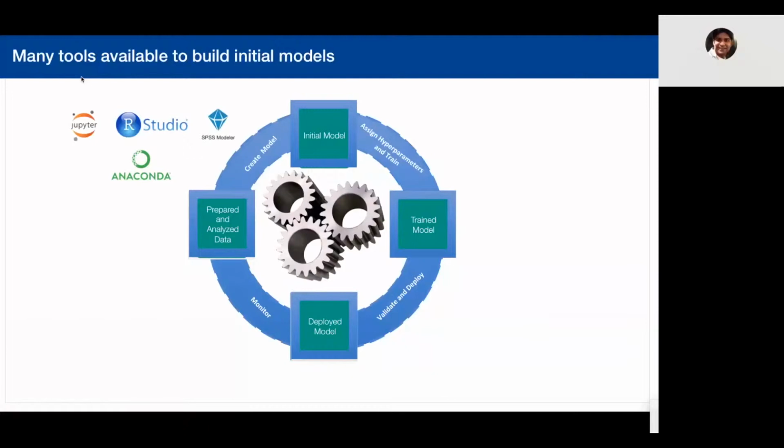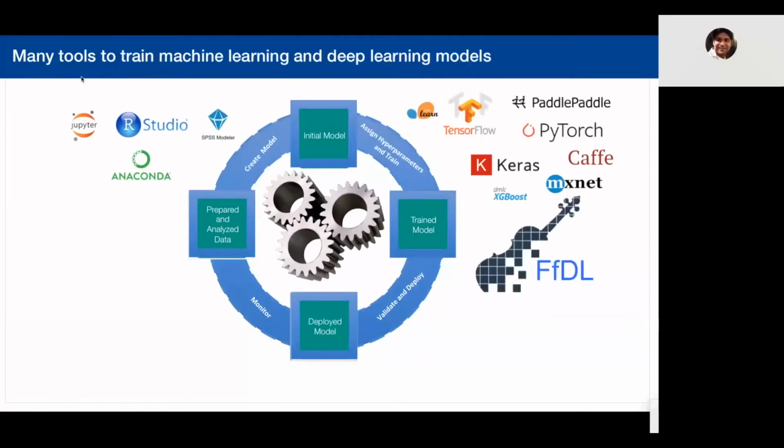Now, typically, many tools are available to build these initial models. Jupyter is an ecosystem in which we are heavily participating. IBM is contributing a lot to Jupyter. RStudio and others are also something which we consume in our products as well as contribute back to. Then on the machine learning and deep learning side, many libraries, we are contributing to TensorFlow and PyTorch. Of late, we have started working with the community on the scikit-learn side.